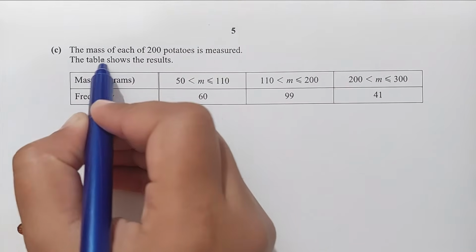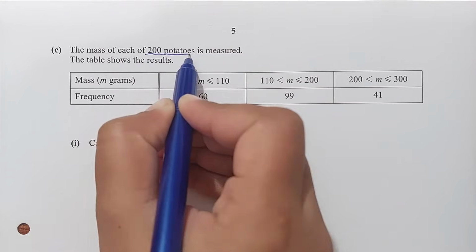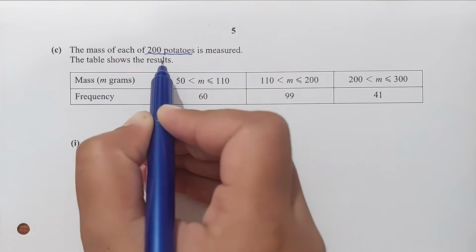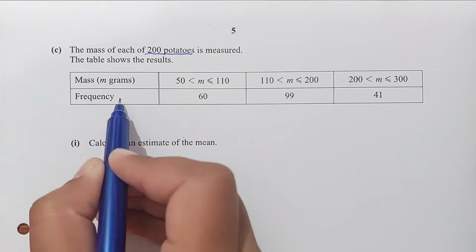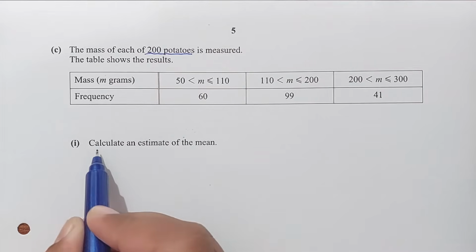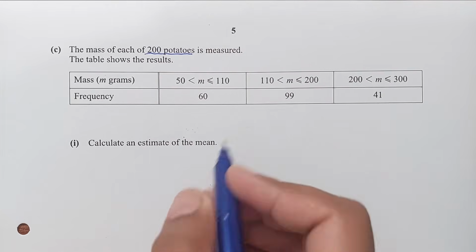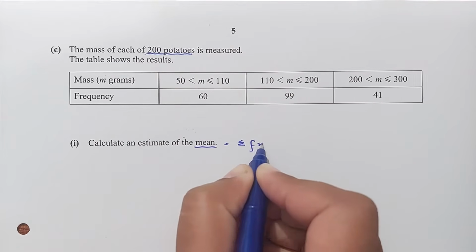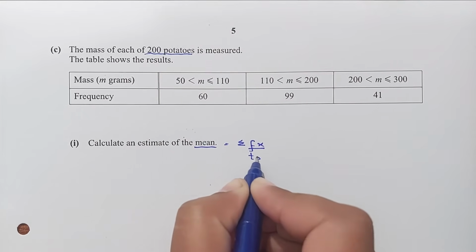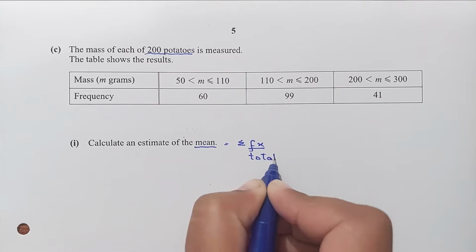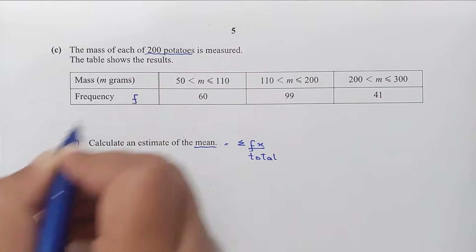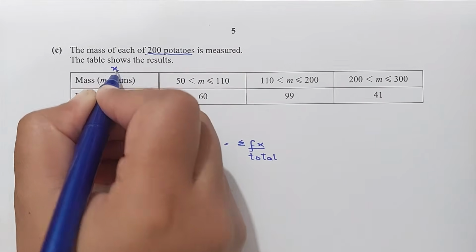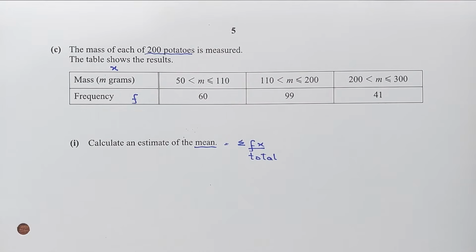Now for part C, the mass of each of 200 potatoes is measured. The table shows the results, the mass in grams and the frequency. Number 1, calculate an estimate of the mean. Mean is again sum of fx divided by the total. So total number of potatoes is 200. This is f. Now x is the midpoint of these intervals, right?